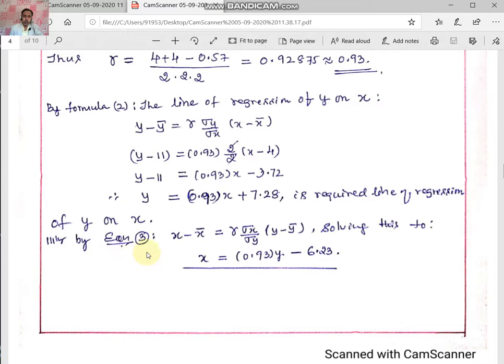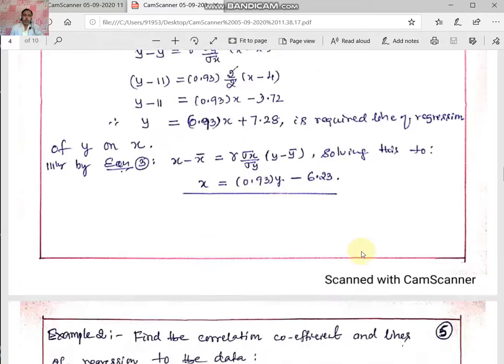And similarly, one more formula, one more equation: x minus x bar is equal to r sigma x by sigma y into y minus y bar. We know all these values: x bar, y bar, r, sigma x, sigma y. Substitute and simplify. You will get x is equal to 0.93y minus 6.23. So this is called the line of regression of x on y. Here y is independent, x is dependent, therefore it is the regression line of x on y.